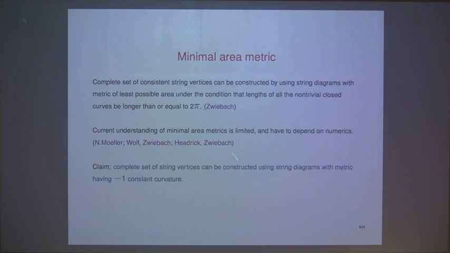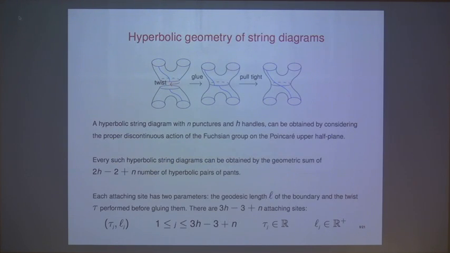So we claim that we can construct the complete set of string vertices using string diagrams with another metric. This is a hyperbolic metric. A hyperbolic metric has constant negative curvature all over the surface. So let me briefly mention some basic facts about the hyperbolic geometry of string diagrams.